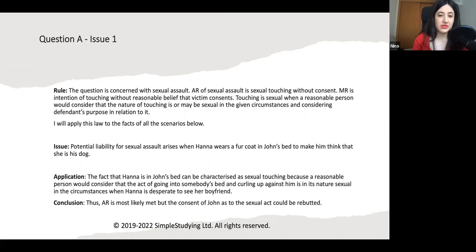Potential liability for sexual assault arises when Hannah wears a fur coat in John's bed to make him think that she's his dog. The fact that Hannah is in John's bed can be characterized as sexual touching because a reasonable person would consider that the act of going into somebody's bed and curling up against him could be sexual in nature. And Hannah is desperate to see her boyfriend. So the way she's behaving seems to be a sexual act. Thus, actus reus is most likely met, but the consent of John as to the sexual act could be rebutted. And then you need to discuss on what grounds the consent can be rebutted.